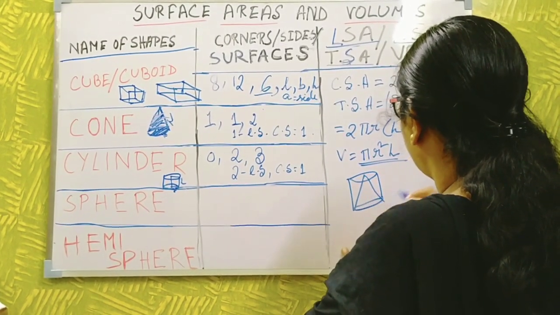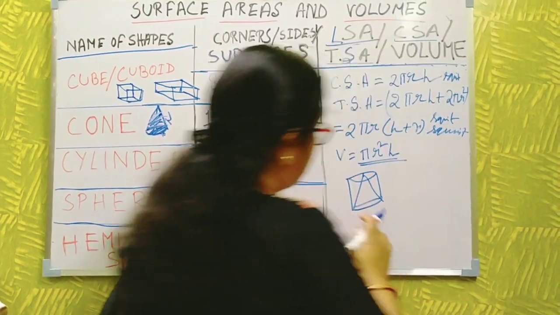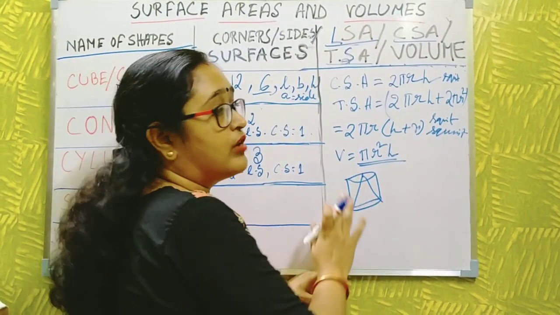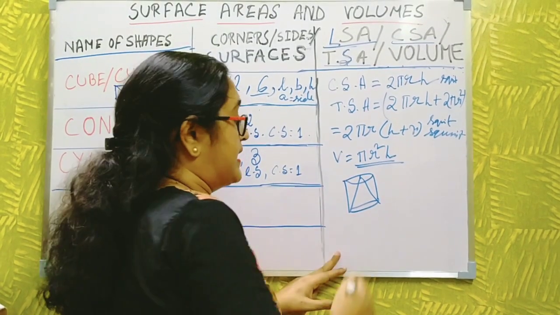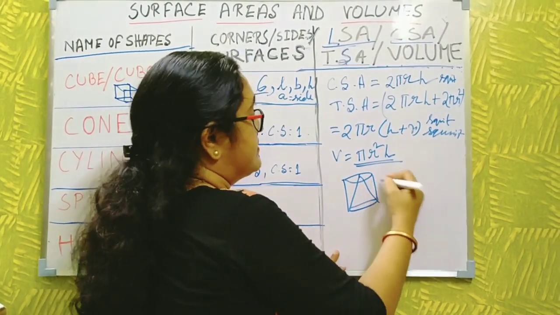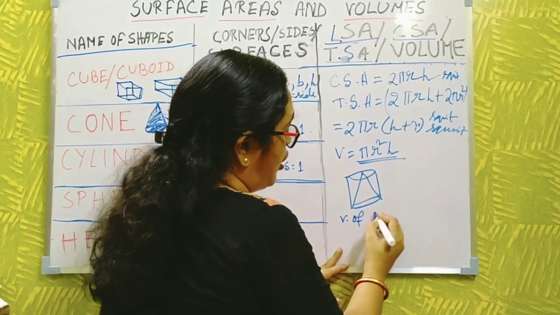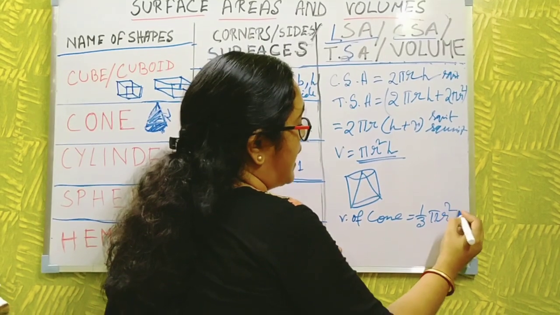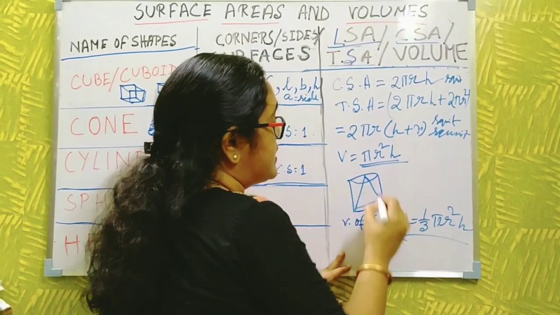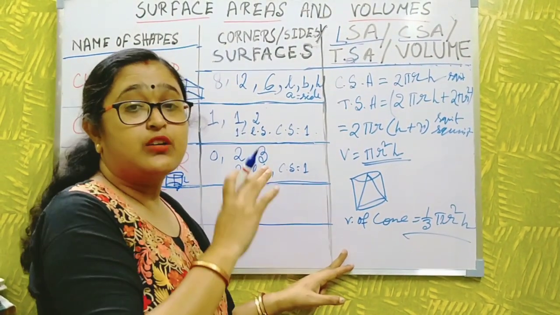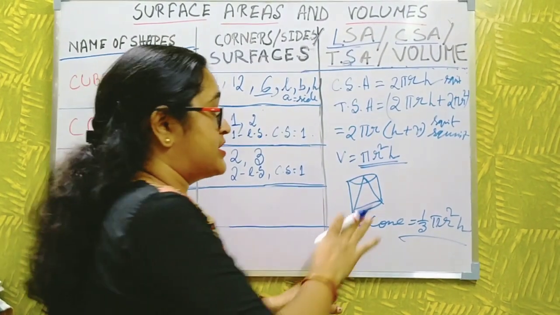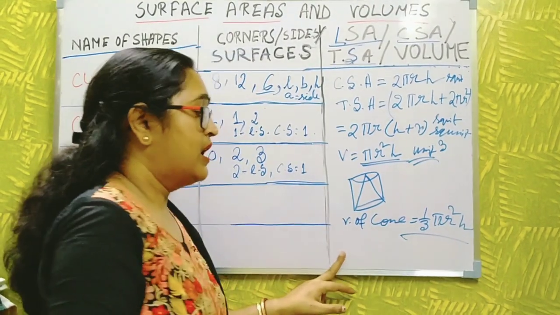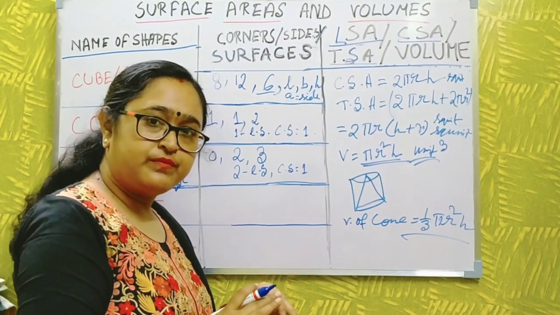Volume of the cone is 1/3 of the volume of the cylinder. The cone is like this. The volume of the cone is 1/3 pi r square h. The cone, this is very important, the cone is 1/3 of the cylinder. You also write here unit cube. This is the volume. All of you understood?